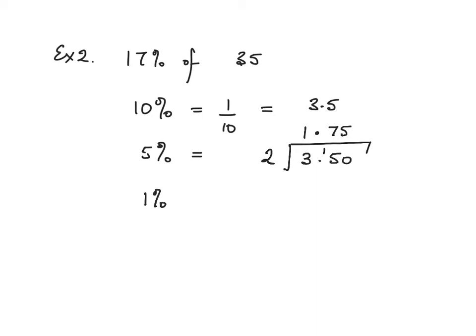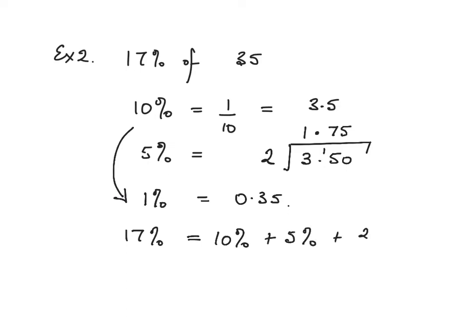Now, we know that 10% is 3.5, so 1% will be 0.35. I now have everything I need to work out 17%. So 17% is 10% plus 5% plus 2 lots of 1%.